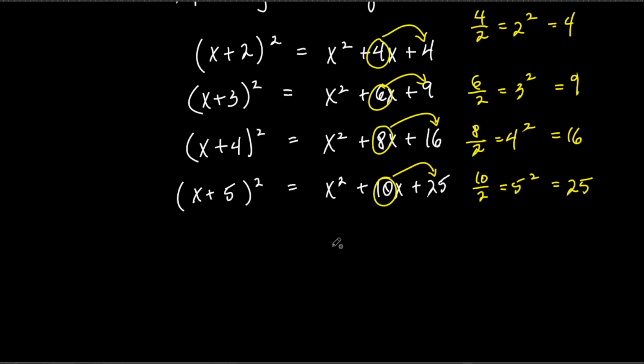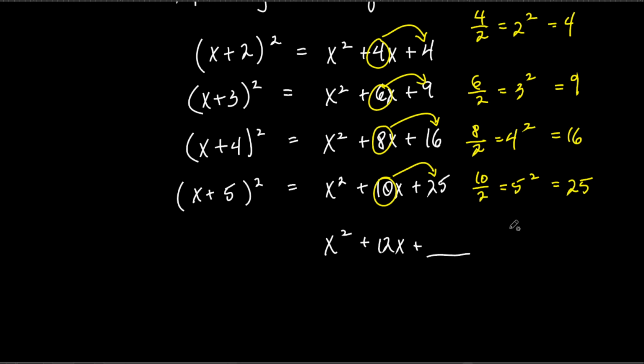What if I said x... Oops, I wanted this white. Hold on. There we go. Okay, what if I said this? What if I said x squared plus 12x plus blank? What's going to be right here in order to make this a perfect square? A 6? A 6 is going to go right here to make this a perfect square?